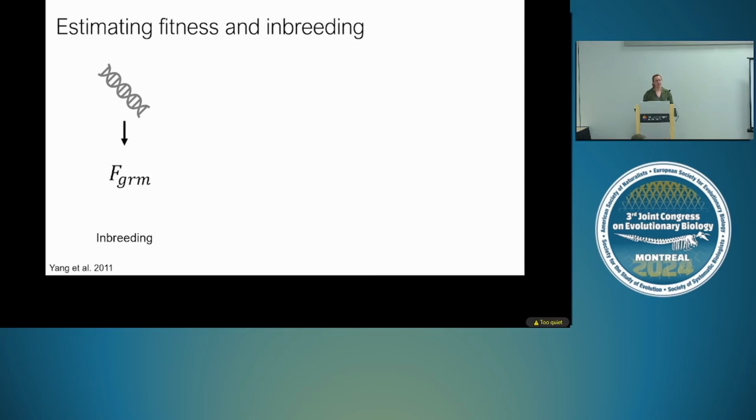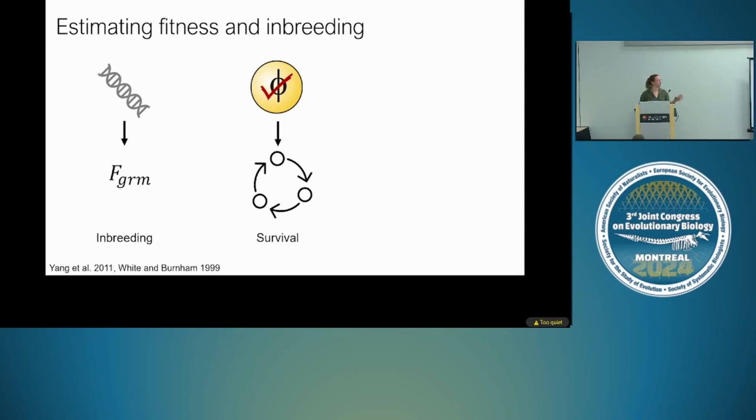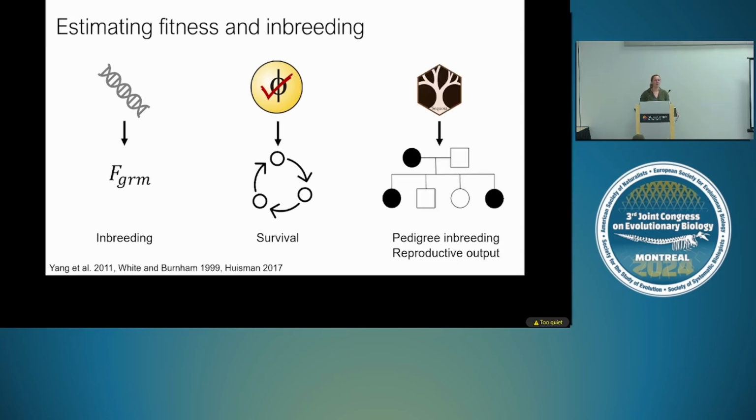So from the genetic data, I estimated FGRM, which is a metric of inbreeding that's highly correlated with multilocus heterozygosity. 0 means no inbreeding, higher numbers mean more inbreeding. We also were able to use mark recapture models in the program MARK to calculate individual survival probabilities for each individual, and we were able to incorporate our inbreeding estimates directly into those models. We also reconstructed empirical pedigrees for each population using the SNP data with the R package Sequoia. And we used those to look at pedigree inbreeding as well as to measure reproductive output.